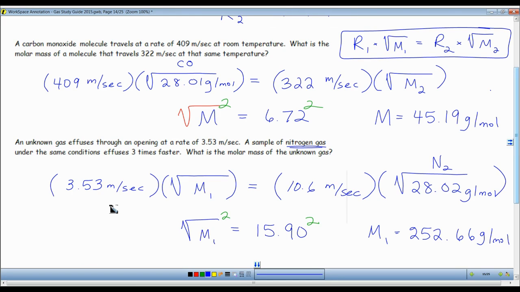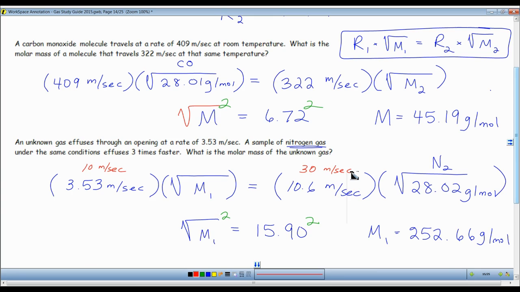So if they would have just said that one gas moves 3 times faster than the other, and they don't give you any specifics, make up whatever you want. I mean, you really can do anything you want. You could make this like, I don't know, 10 meters per second, and you could make this 30 meters per second. You could go 1 and 3. You could go 100 and 300. You could make up anything as long as one gas went 3 times faster than the other. Your calculations will come out exactly the same.